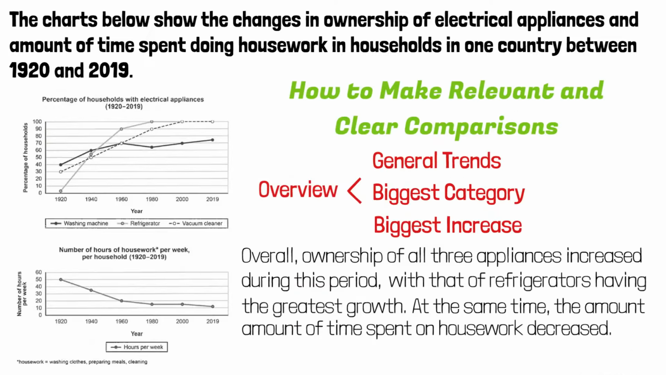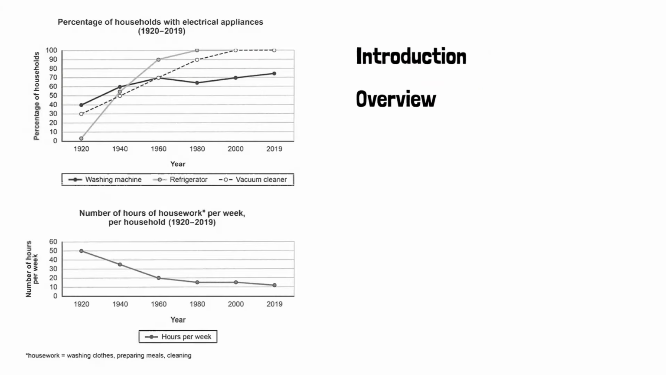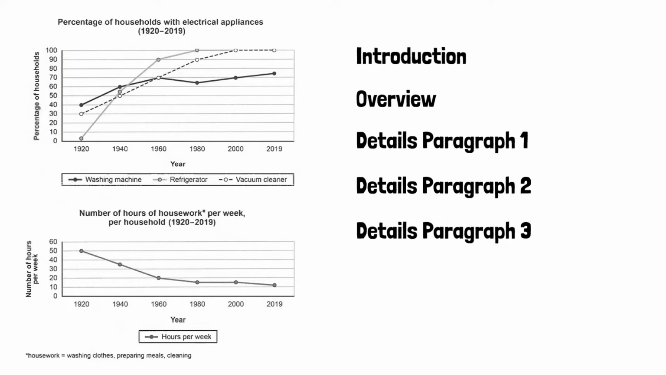Now, the overview paragraph is done. Let's move on to details paragraphs. I'm going to have 3 details paragraphs. If you just have 2 details paragraphs, one describing the first graph and the other one describing the second graph, your first details paragraph will be relatively long compared with the second details paragraph. That's why it's better to have 3 details paragraphs.